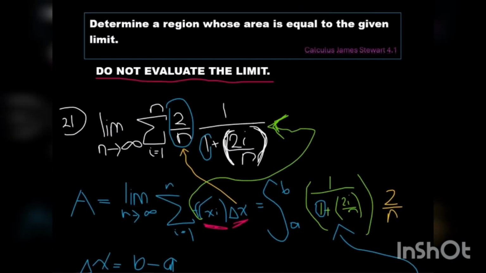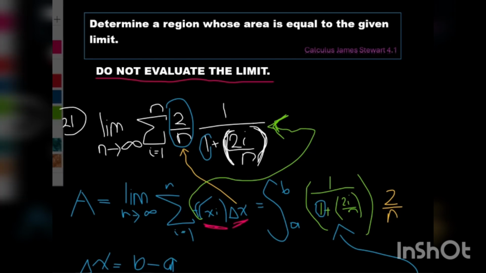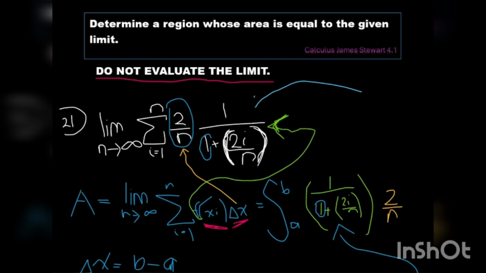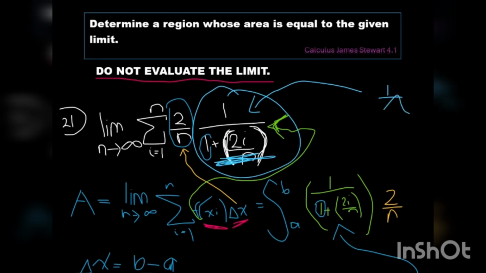You may ask, why is it 1 over x? Well, if you look closely at this example, this entire area is the equivalent of 1 over x.